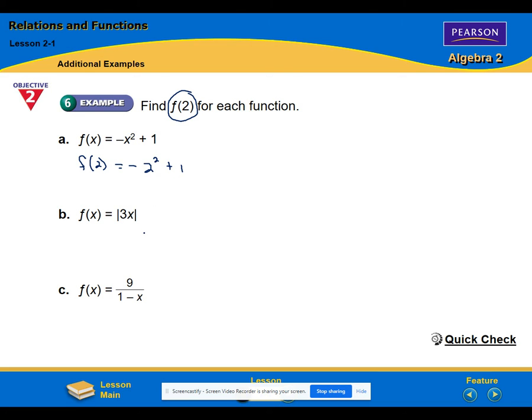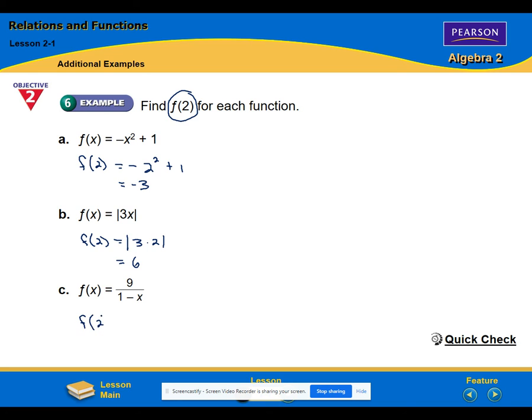Okay? Just to jump down to the next one, f of 2 here would be the absolute value of 3 times 2. Let's go ahead and solve this one. Remember that that negative, which is not in parentheses, just means the opposite of 2 squared. So that would be negative 4 plus 1, or negative 3. Here, 3 times 2 is 6. The absolute value is 6.